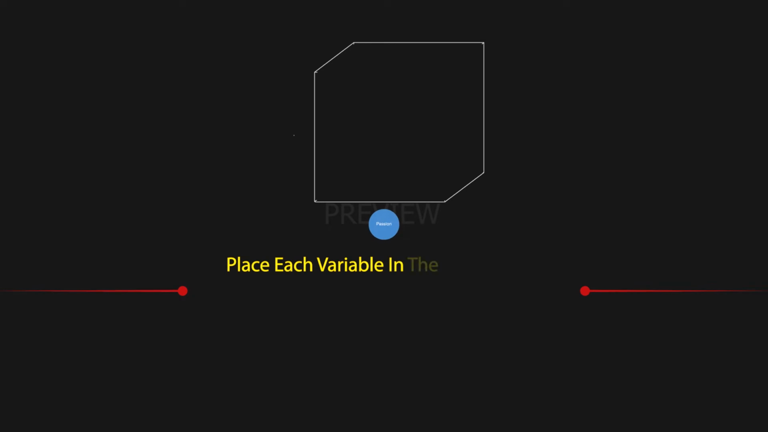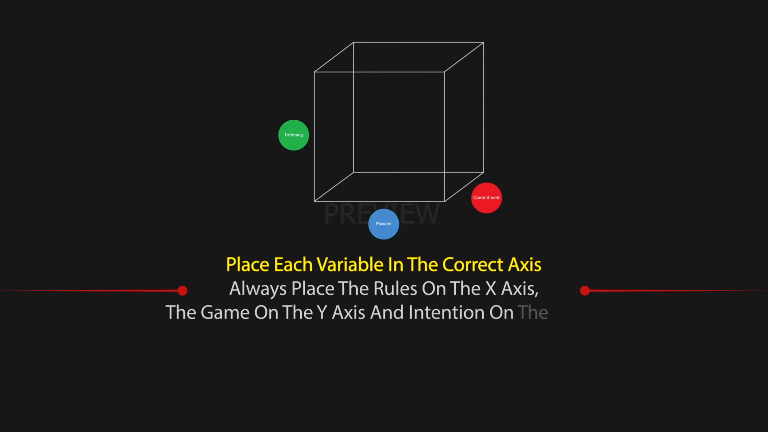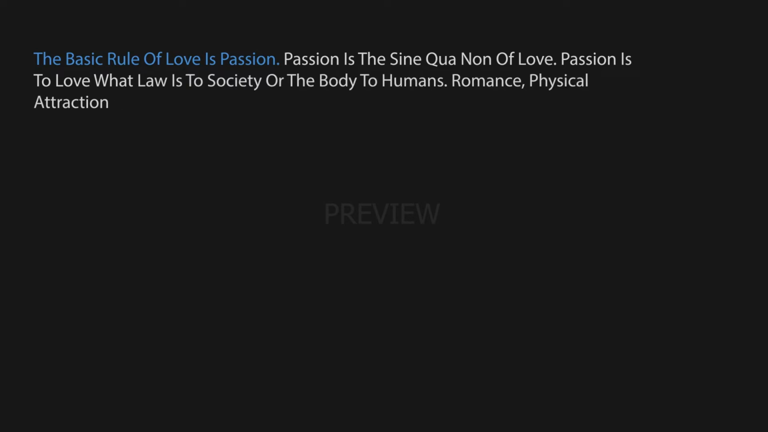Rule number 3. Place each variable in the correct axis. Always place the rules on the x-axis, the game on the y-axis, and the intention on the z-axis. The basic rule of love is passion. Passion is the sine qua non of love. Passion is to love what law is to society, or the body to humans. Romance, physical attraction, and sexual consummation thrive in the realm of passion.